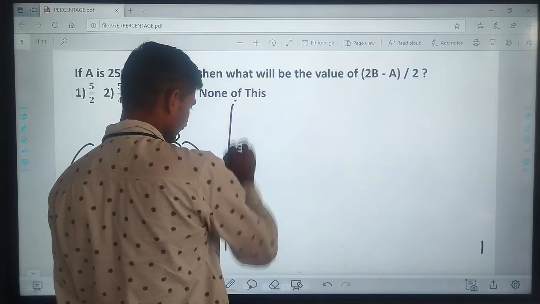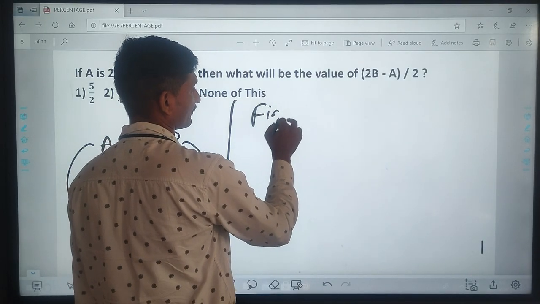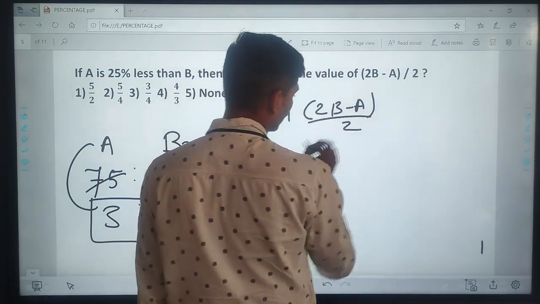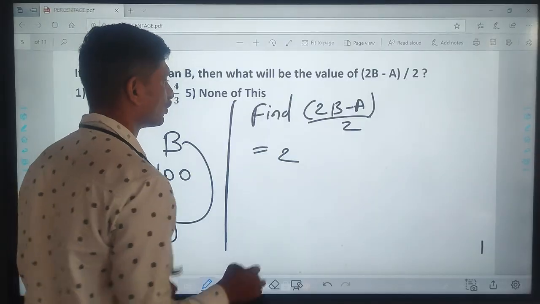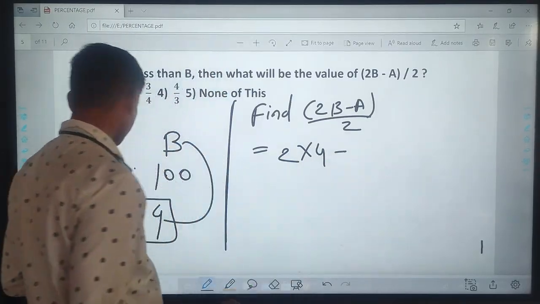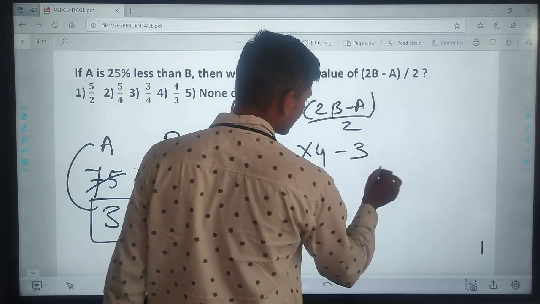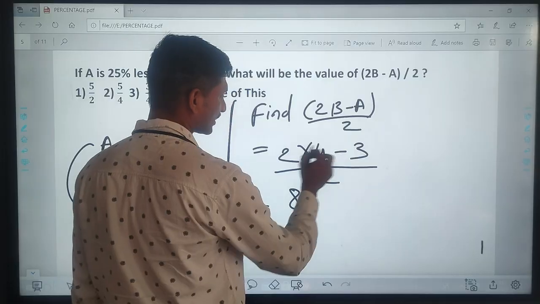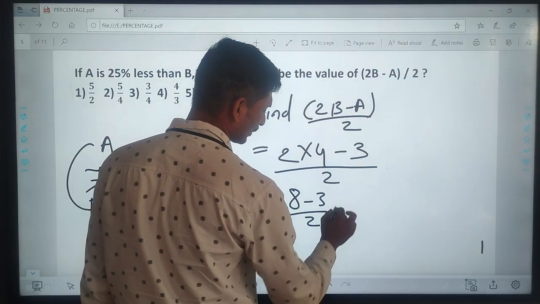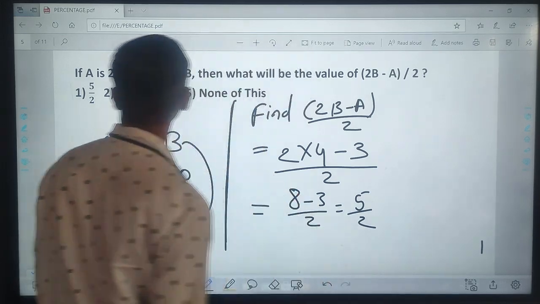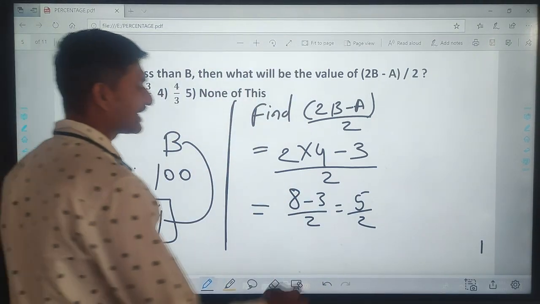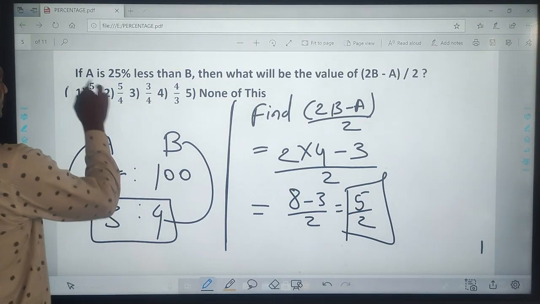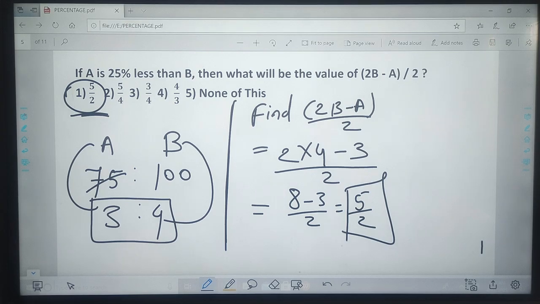Now we find twice B minus A divided by 2. Here B is 4, minus A is 3, divided by 2. Now here take multiplication: 2 times 4 is 8, minus 3, divided by 2. That is 5 by 2. Your answer is 5 by 2.